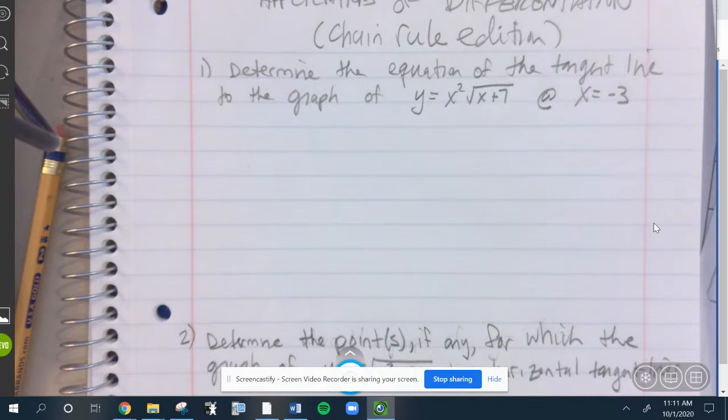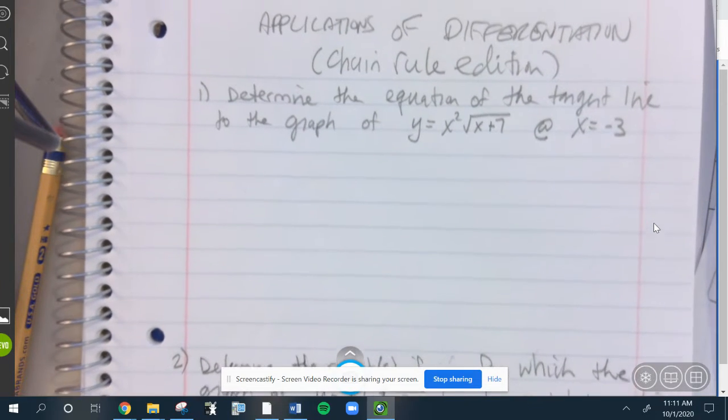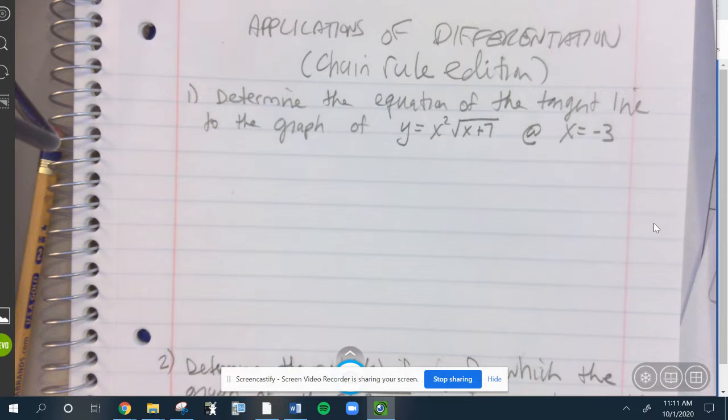Here are some applications of differentiation, stuff you've seen before. This is called the chain rule edition because the equations that we're going to use will require a chain rule. So the first one is the equation of the tangent line to the graph of y equals x squared times the root of x plus 7 at x equals negative 3.